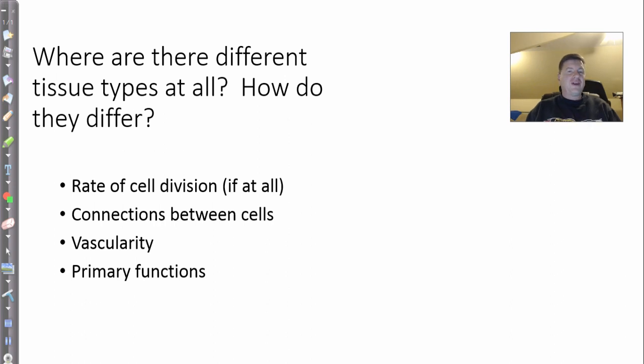They will also differ in vascularity. Vascularity means how much blood is delivered to them, how vascular they are. As you'll see, there's going to be quite a difference there as well. And even primary functions. You will be responsible for knowing the primary functions of each of these 4 tissue types. And we'll be talking about that in subsequent videos.